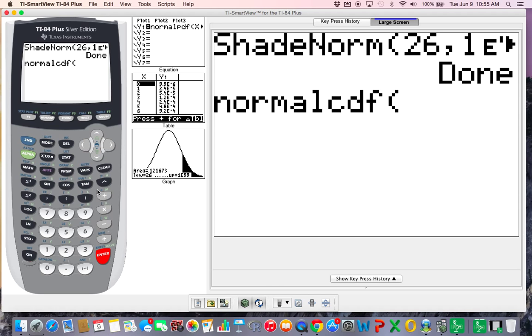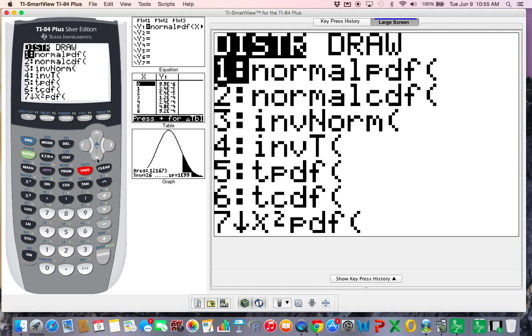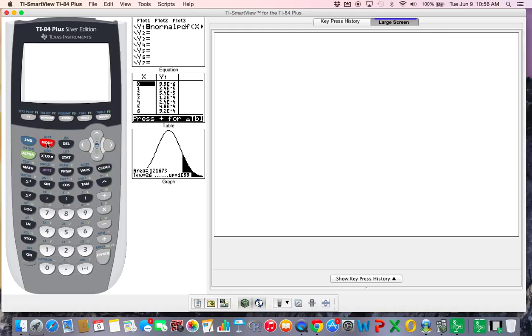Normal CDF. Now, guys, if you try to mix the two, you're going to get into big trouble. If you try to use normal CDF and you accidentally choose normal PDF, and you enter your x value, it's just going to give you an error. So, guys, just don't do that. Just go second function, quit. You know what? I think I am done.